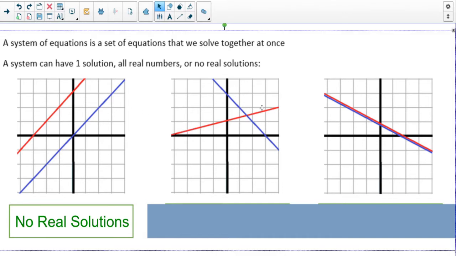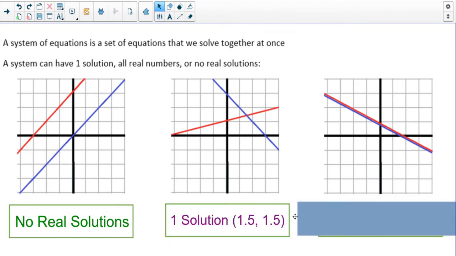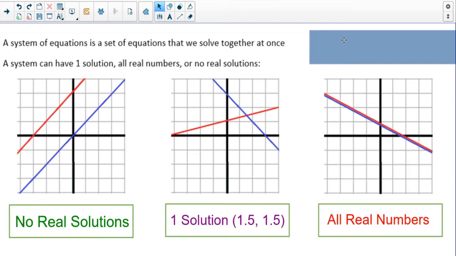But the second one here, these lines intersect, looks kind of like halfway in between the grid here. So this would still be one solution. It looks like 1.5, 1.5, right about there. And then the last one here, I have two lines. They're right on top of each other. They're basically the same exact line. These are all real numbers because you can pick any point along either of these lines and it's going to be shared by both lines. So these are kind of the three different things that could happen when we're solving a set of equations.